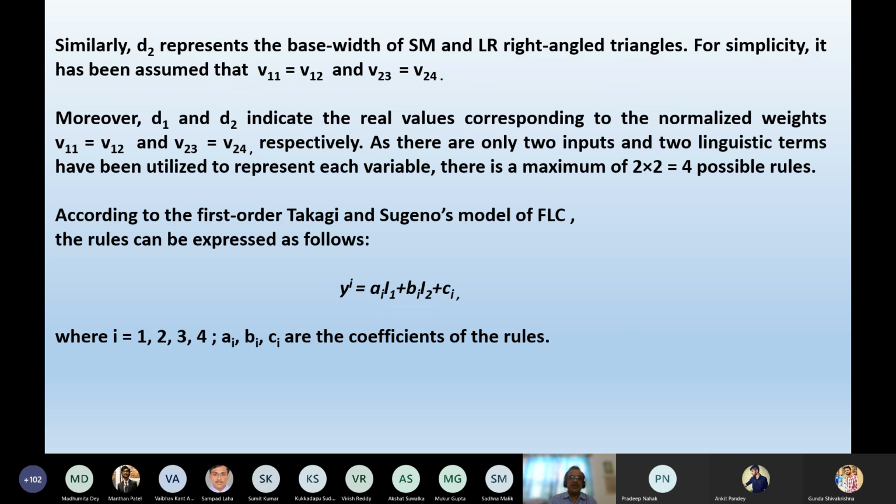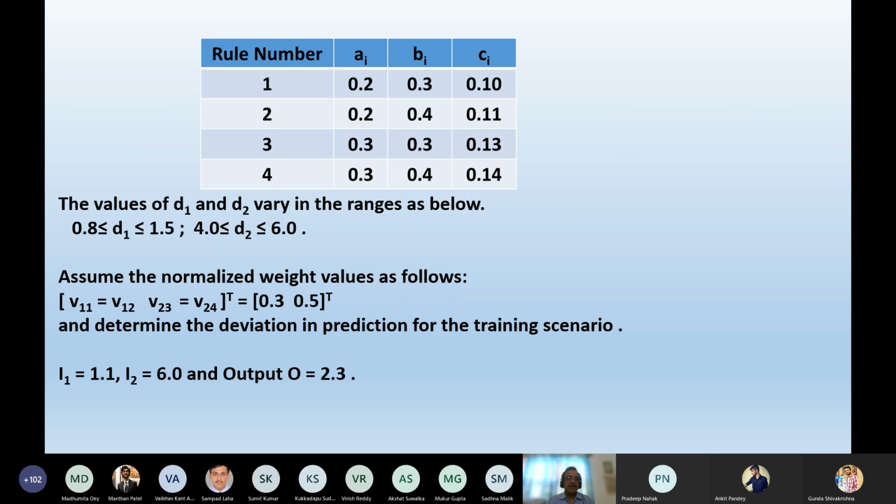Now D2 represents the base width of the small and large right angle triangles, and for simplicity we have assumed that V11 equals V12, and V23 equals V24, and we'll assign some numerical values also. Now there is a maximum of 4 fired rules, and according to Takagi and Sugeno's model, the output of the ith rule, yi, is nothing but ai I1 plus bi I2 plus ci. I varies from 1 to 4, and ai, bi, ci are the coefficients of the rule. Now this table shows the values of the coefficients for rules 1, 2, 3, and 4.